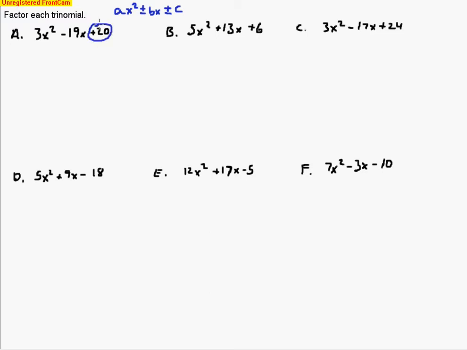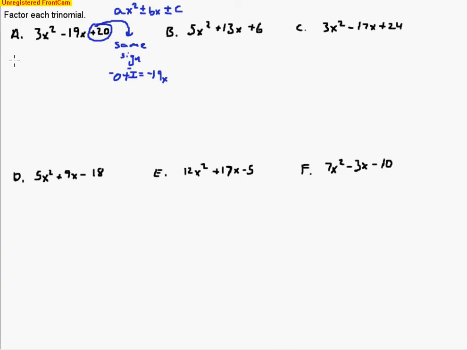When that's a positive 20, that tells us that we have the same sign. If we have the same sign, that means we're going to end up adding the outside terms and inside terms. Now, what are they going to make? Well, they always make the middle term, a negative 19x in this case. If they're adding to make a negative, we know both signs have to be negative.